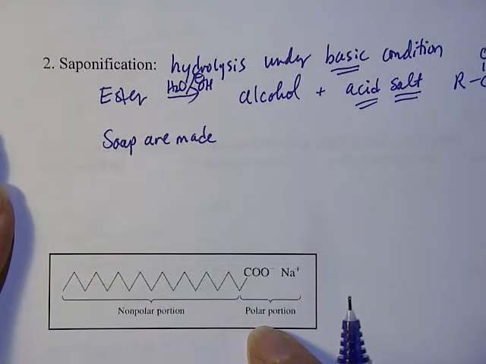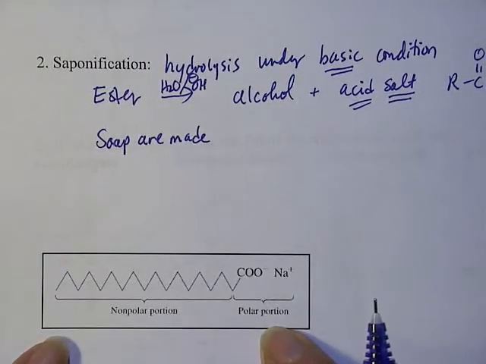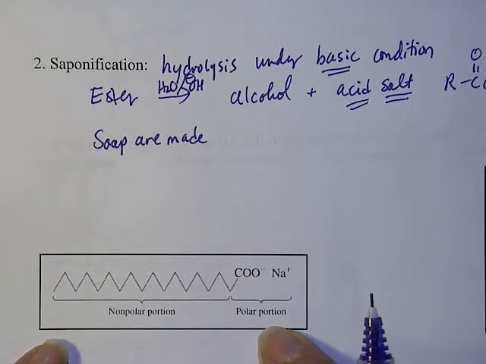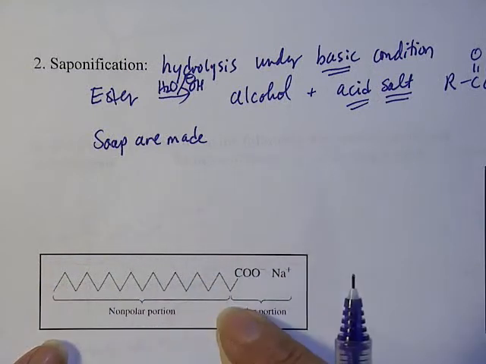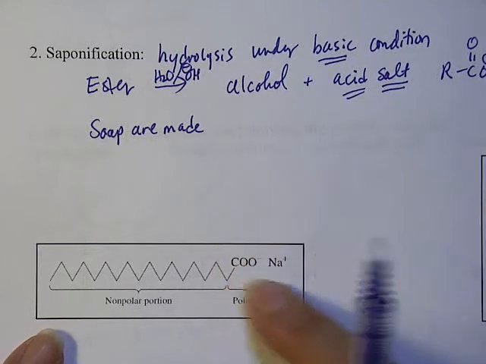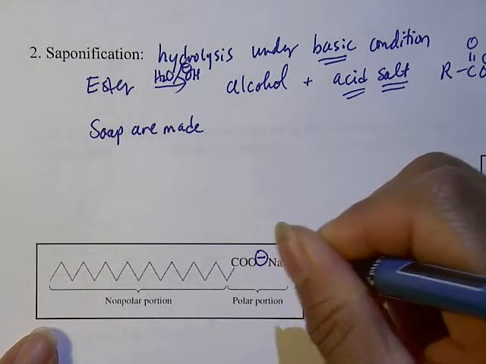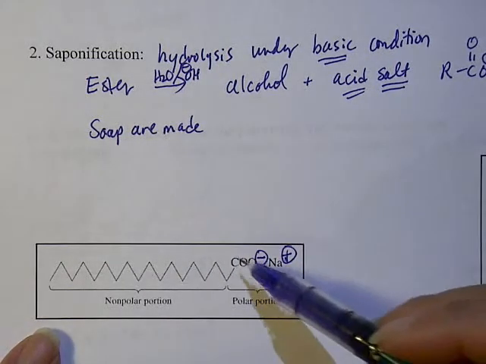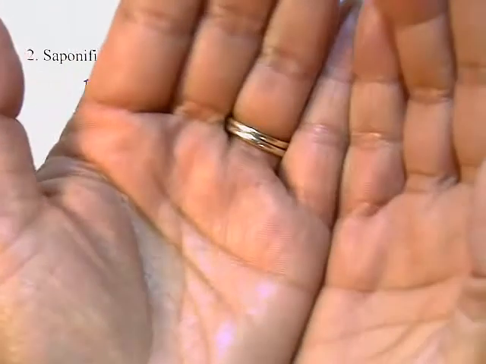And the way soap works the way it does is because it has dual properties. So if you look at the acid salt carefully, notice that the R portion is very long in this, so that is going to be non-polar. And then you have at the end carboxylic acid salt, because of the charge, the ionic part causes this little portion to be polar.